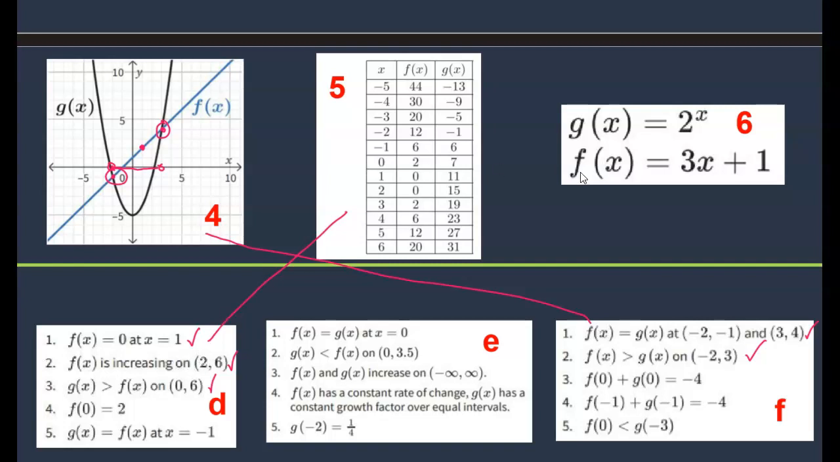Okay, so our last one, we're going to guess is probably going to match here, but let's at least check one or two of these to make sure it works. F of x equals g of x at x equals 0. Oh, well, let's plug in 0 then. G of 0 is going to be 2 to the 0, which is 1. Anything to the 0 is 1. And then f of 0 is going to be 3 times, plug in 0 for x, plus 1. So 3 times 0 is 0, plus 1, that'll be 1. So 1 does equal 1. That is accurate.